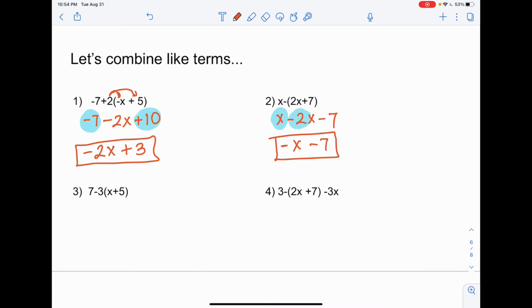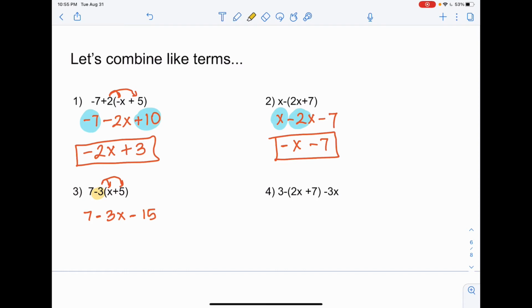We are not going to distribute negative, just 3. We will distribute negative 3 here. Let's show this. So you're distributing negative 3 over x and 5. So 7, we will rewrite it. Do not subtract them. You need to distribute first, okay? Negative 3 times x will be negative 3x, and then negative 3 times 5 will be negative 15.